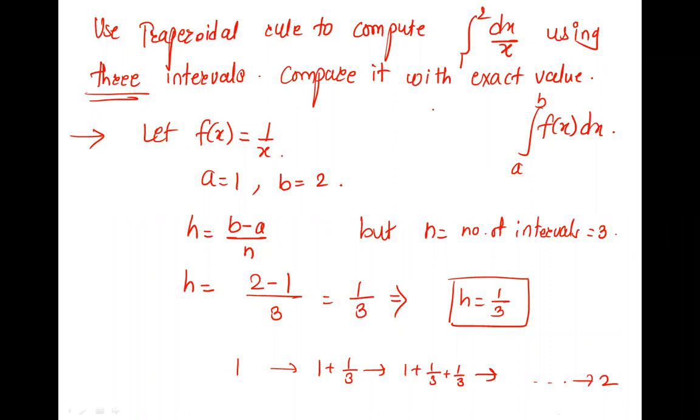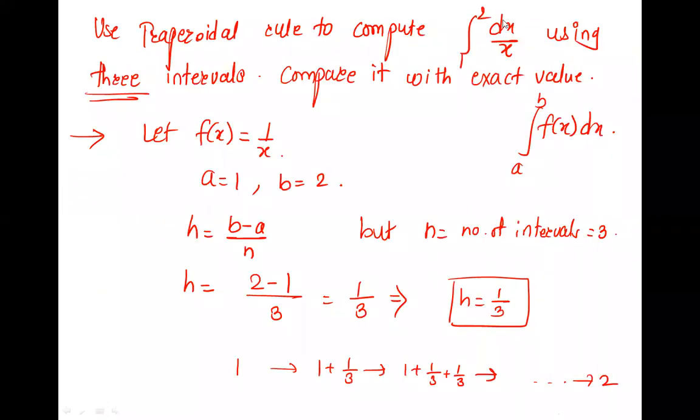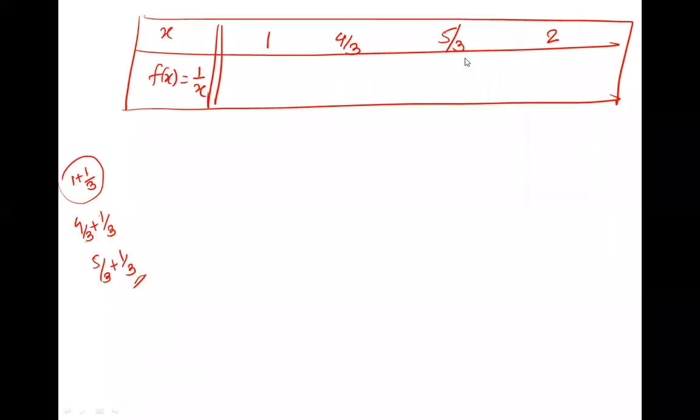So first is 1, obviously 1. Then what is 1 plus 1 by 3? Because h is 1 by 3, you add h to each. So 3 plus 1, 4 by 3. Next value, 4 by 3 plus add one more h to that, that is 1 by 3. So that is 5 by 3. Next value is add one more 1 by 3. As step size is this, go on adding. So 6 by 3, that is 2. So we reach the number 2. Do you understand?